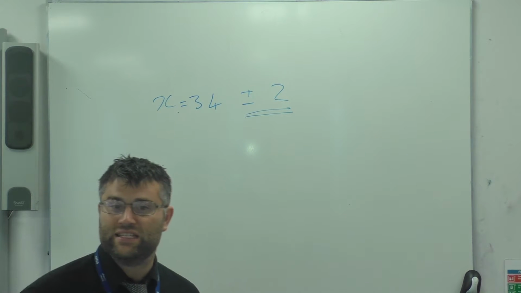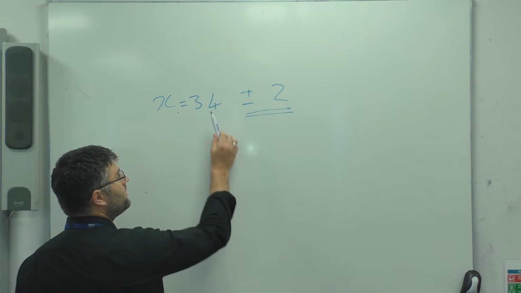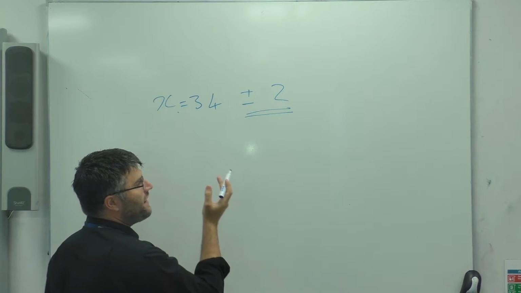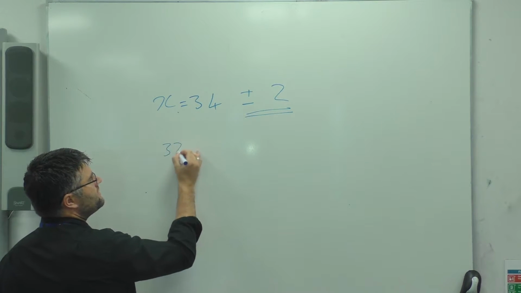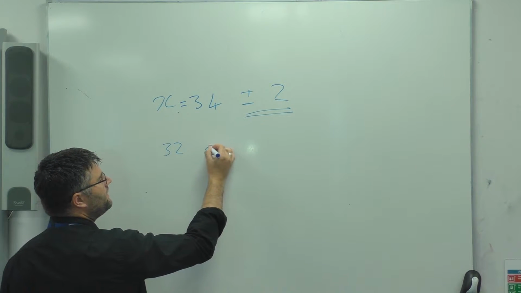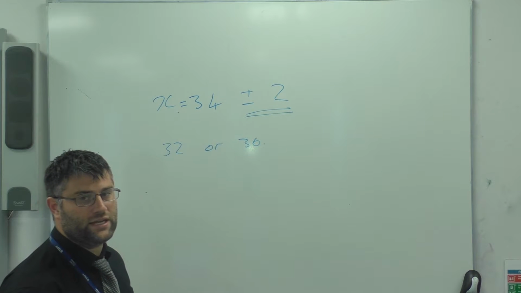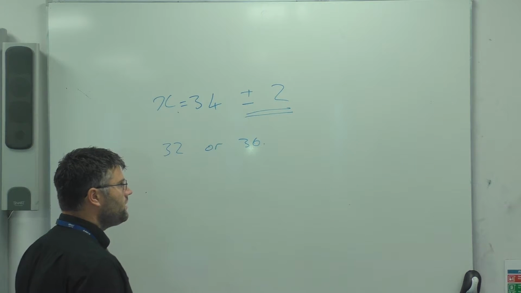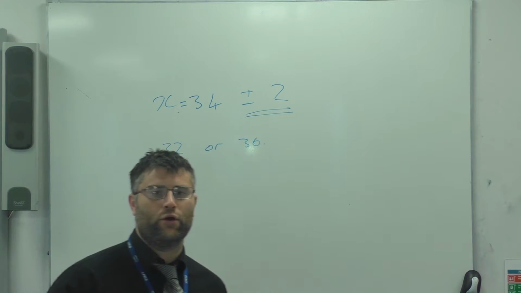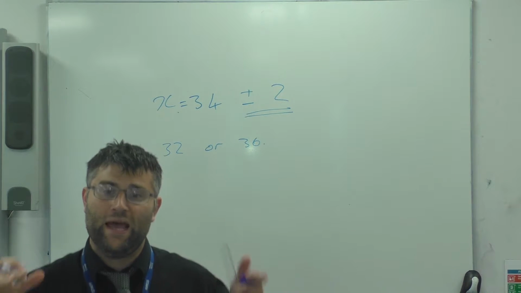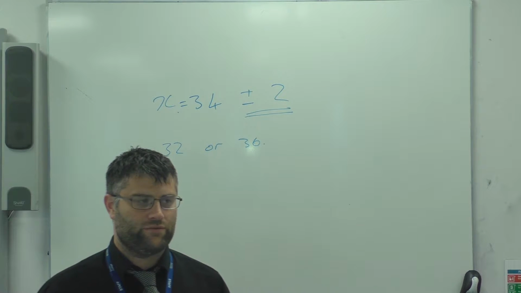That is basically saying that x is plus or minus 2. That's saying that the value of x could be 32, or it could be 36, or anything in between. Okay, so it can be anything in between. So that's the basic understanding of uncertainty. It just gives a range of what the measurements could be based on what we've observed in the practical that we've done.